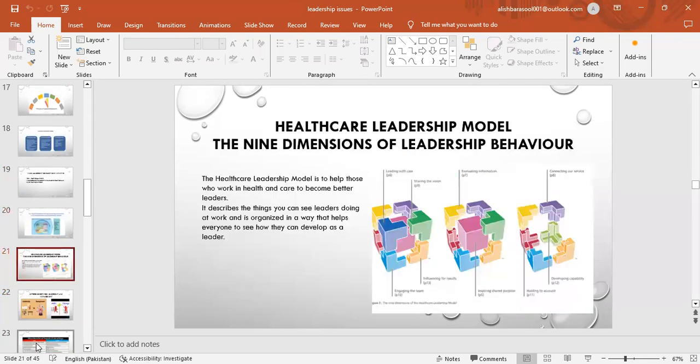Healthcare leadership model, the nine dimensions of leadership behavior. The healthcare leadership model is to help those who work in health and care to become better leaders. It describes the things you can see leaders doing at work and is organized in a way that helps everyone to see how they can develop as a leader.